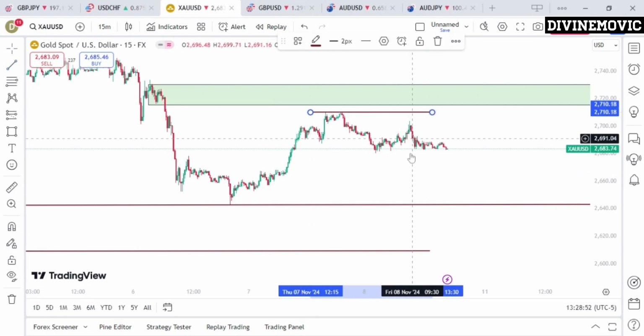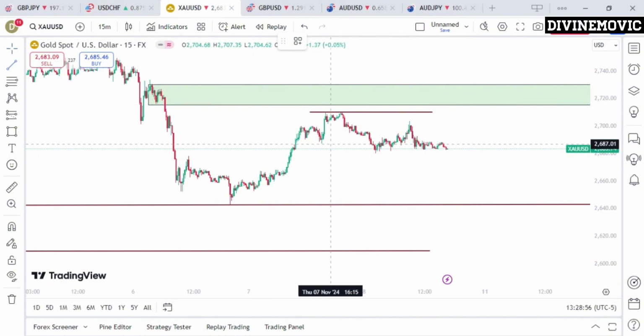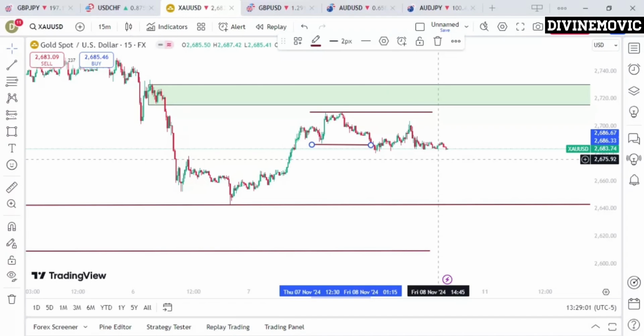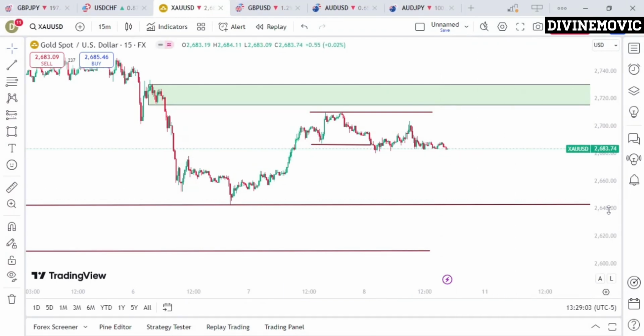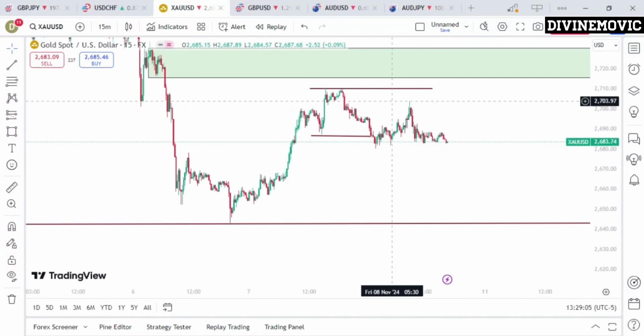Now if you look closer at this particular 15 minutes time frame here, you clearly see that this place is simply giving us a break of structure, or let me call it a change of character to the downside. What this means is this: a price that was in an uptrend is likely about to start going to the downside.